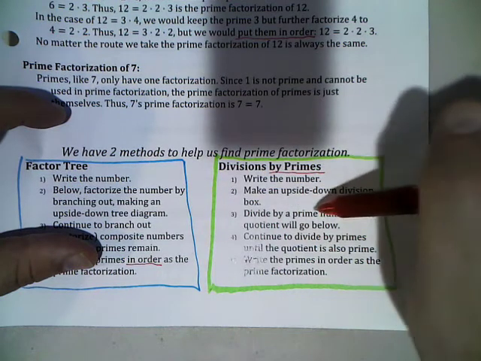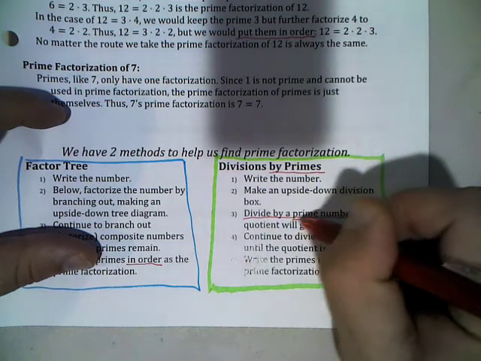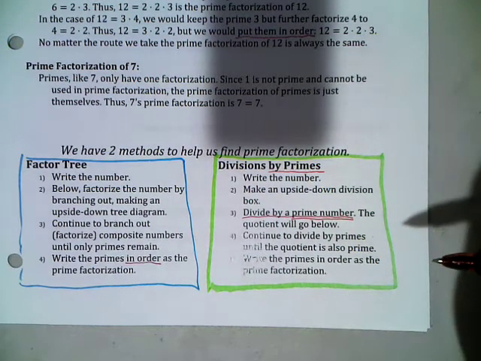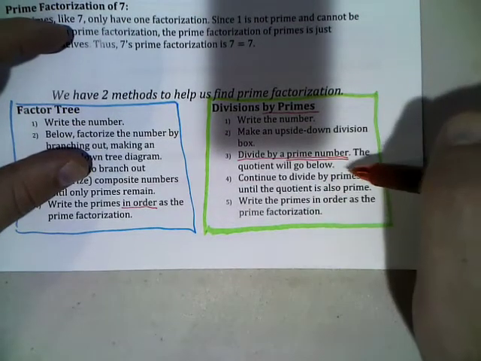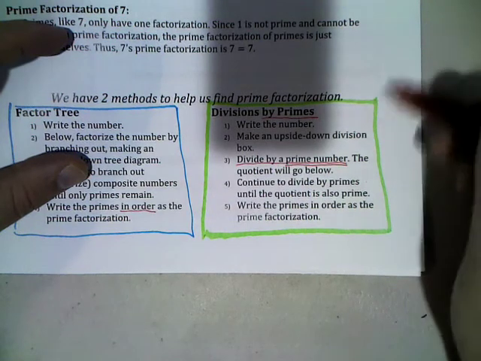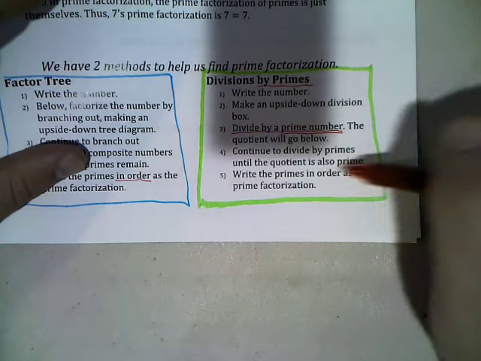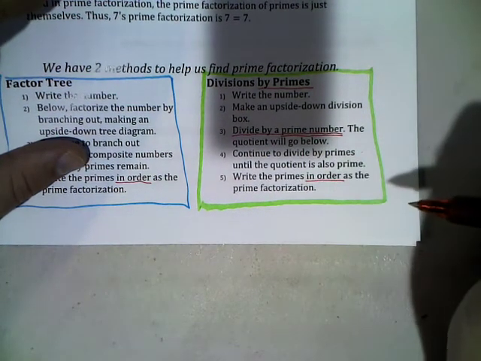Then we're going to divide by a prime number. It must be a prime number. The quotient will go below. Since it's an upside down division box, the quotient will go below. Number 4, we're going to continue to divide by primes until the quotient is also a prime. So what's going to happen is we're going to have only primes on the outside of our boxes. Finally, we're going to write the primes in order as the prime factorization. Again, underline in order.